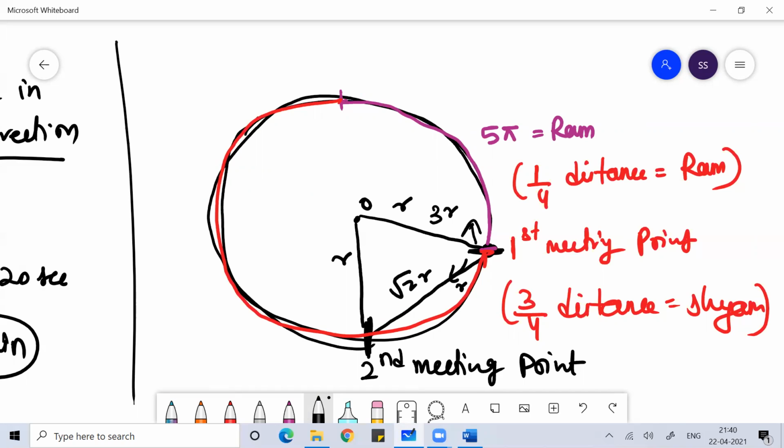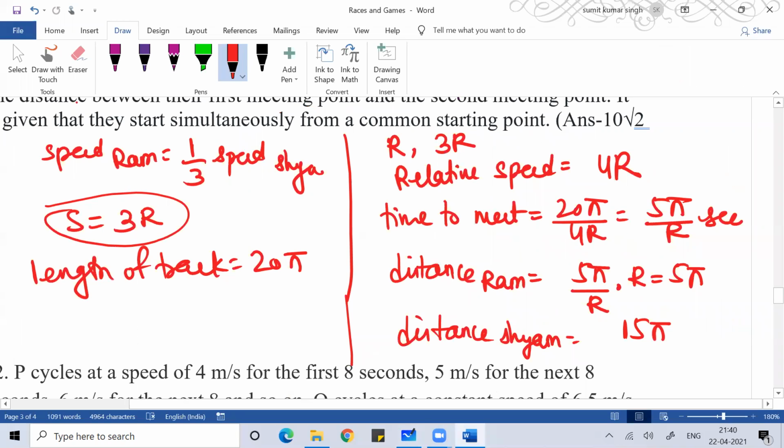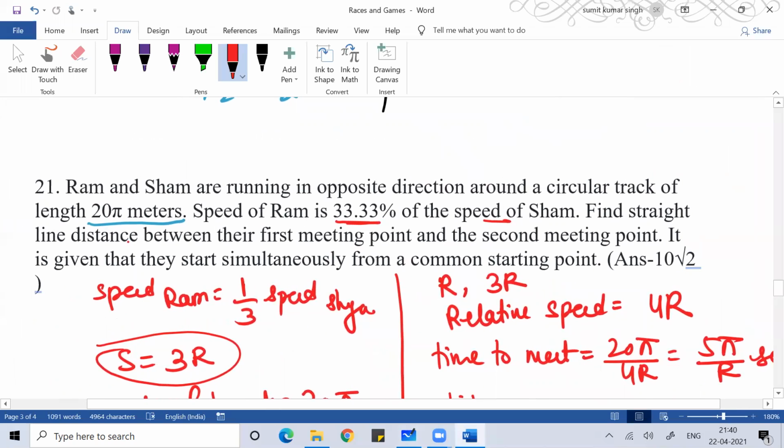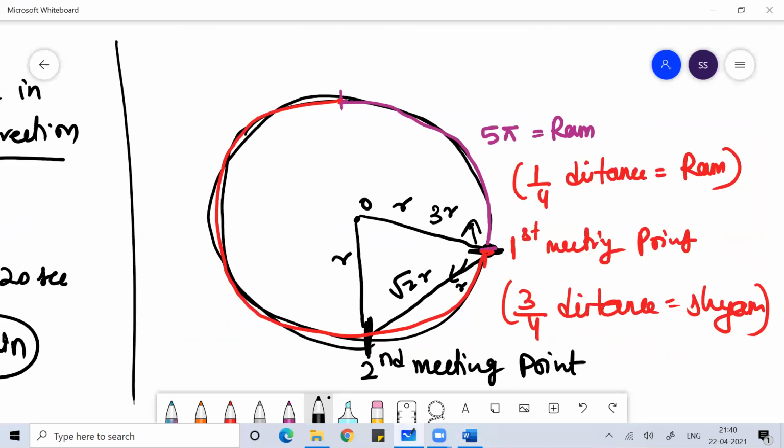So if you can understand this, root 2r. The question is: find the straight line distance between the first and second meeting point. So for the time being, you can just remove that. So what would be the angle here? This is r. This is r. What would be the angle? What is the straight line distance between the two meeting points?